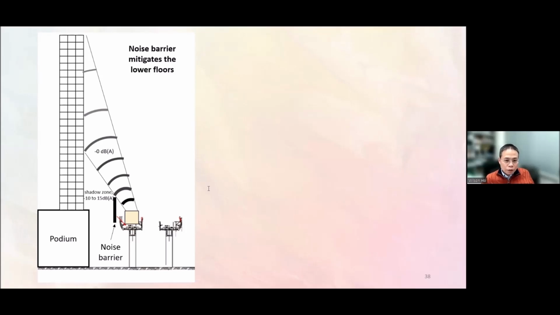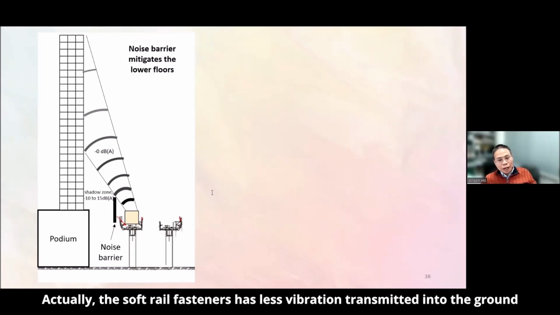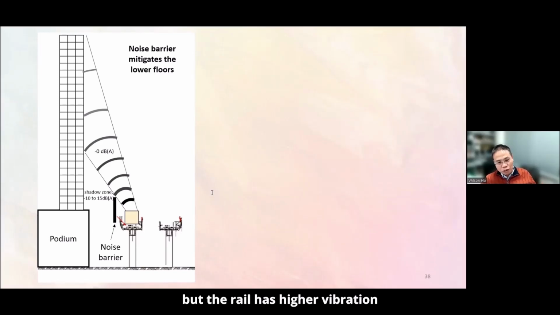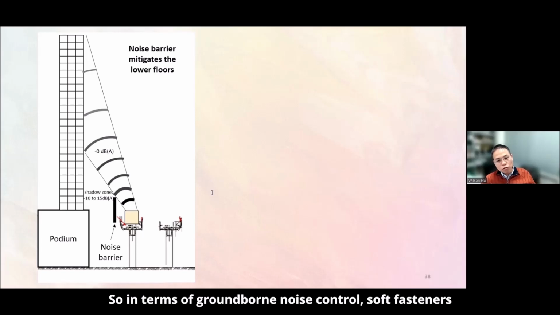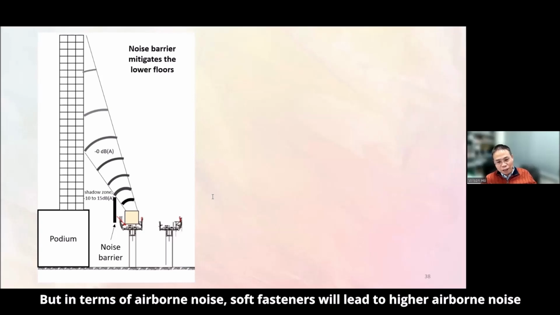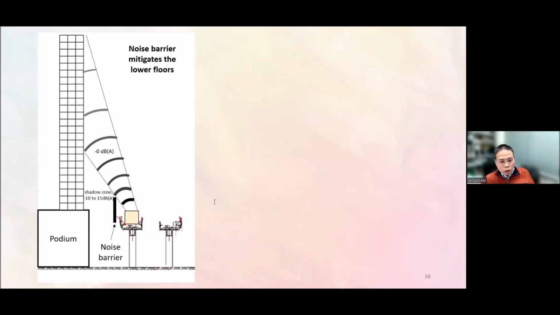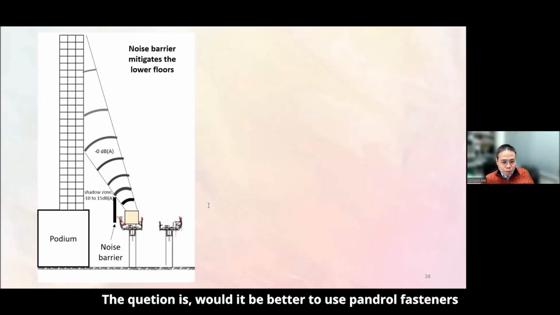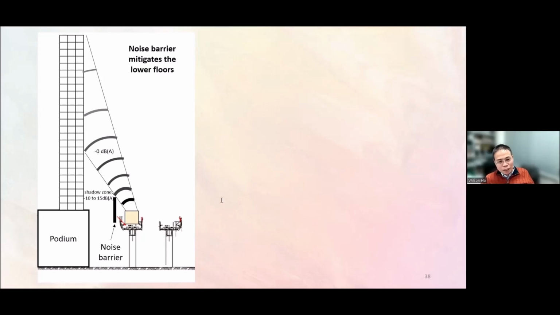Yes, 719. Okay, in your slide showing the soft rail fastener generates more vibration, actually the soft rail fastener has less vibration transmitted into the ground, but the rail has high vibration. So in terms of ground-borne noise control, soft fastener is much better. But in terms of airborne noise, soft fastener will lead to higher airborne noise. The question is, would it be better to use Pandrol fastener than the expensive rubber fastener to save fastener cost? Yes, Pandrol is very good at fasteners. I think the answer is yes.